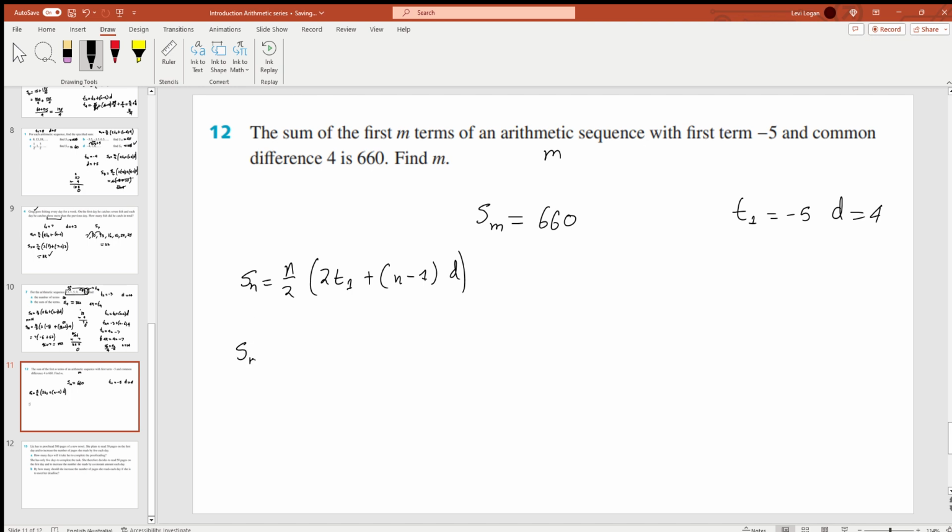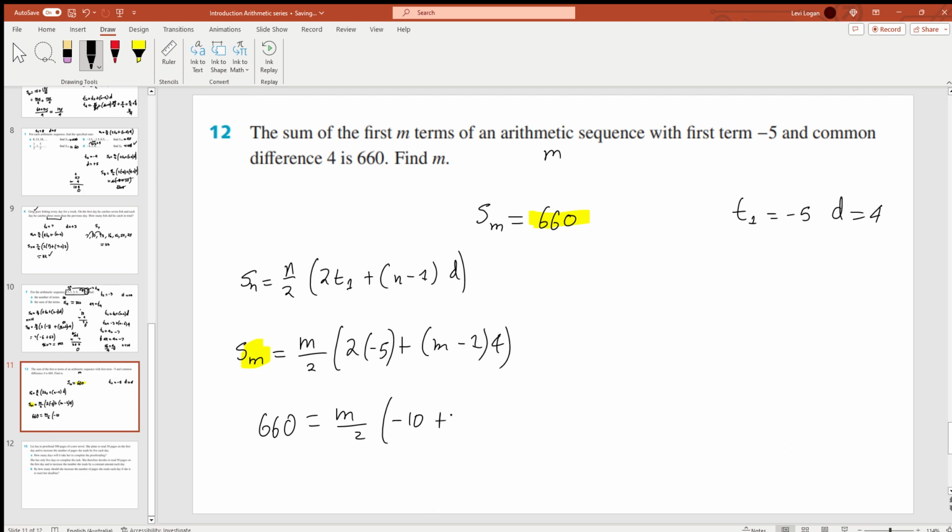So in other words, plug in an m. So S of m is m over 2, 2 times by -5 plus m minus 1 times by 4. Substitute now this for that. So we get 600 equals m on 2. This will be minus 10. This will be plus 4m minus 4.